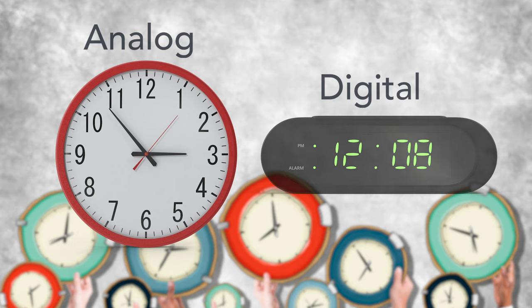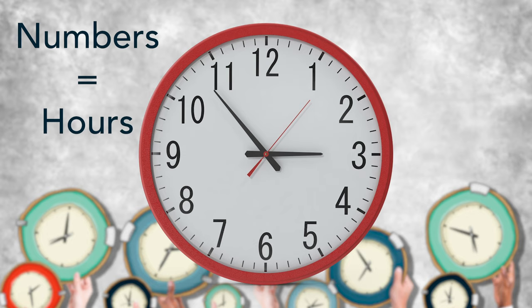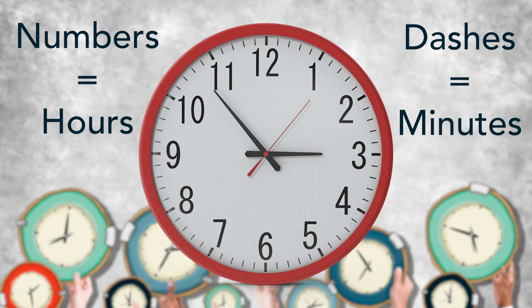First, let's talk about analog clocks. You know, the ones with the hands. The numbers 1 through 12 are shown on analog clocks. The numbers represent each hour of the day. There are dashes in between each of those numbers. The dashes represent 1 minute each.